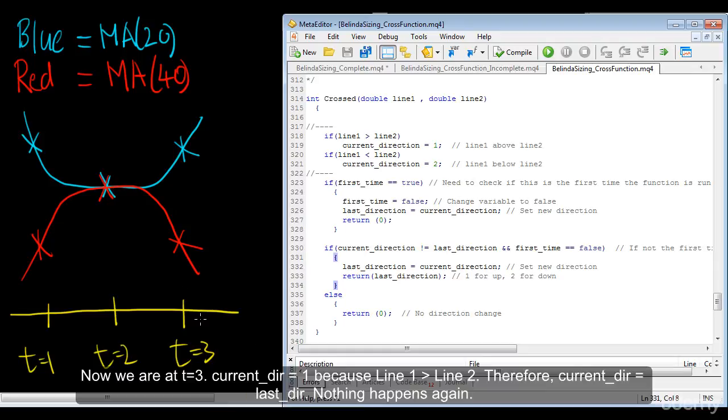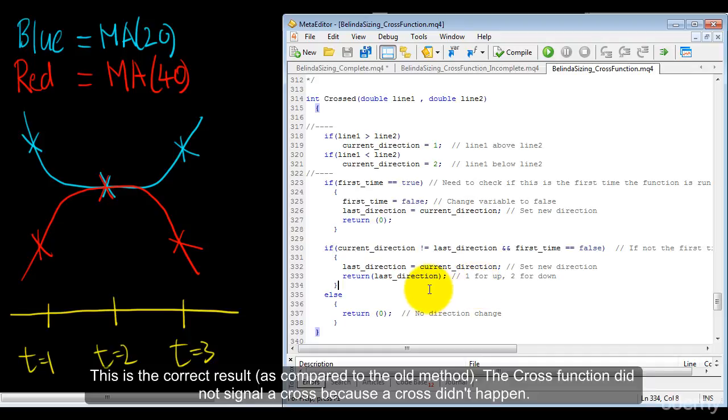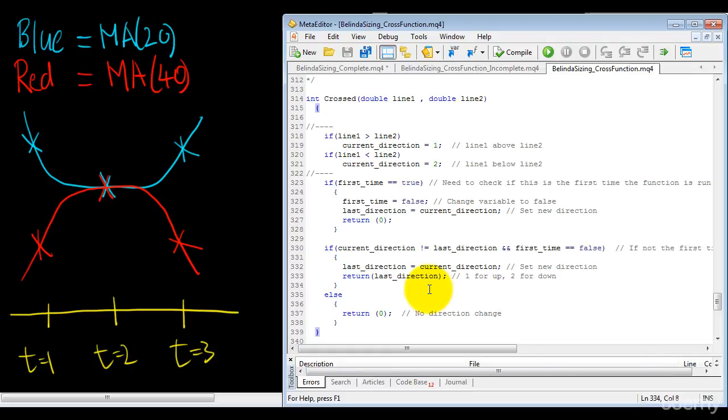Now we are at time equals 3. Current direction is 1 because line 1 is above line 2. Therefore, current direction is equal to last direction, so nothing happens again. And this is the correct result. The cross function did not signal a cross because a cross did not happen. So let us look at what happens if a cross did happen.